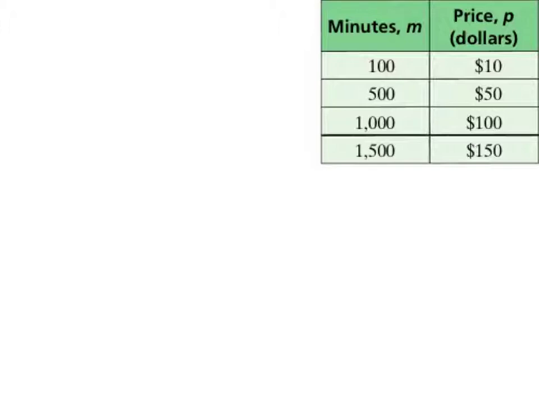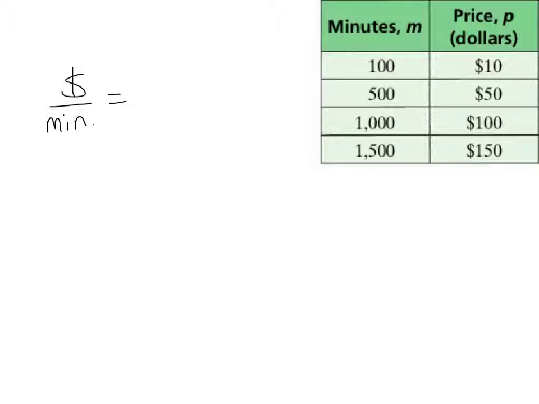Now let's look at using a ratio to identify a unit rate. This table shows a proportional relationship between the number of minutes and the amount the customer pays for cell phone service. Let's try to identify the constant of proportionality. So first we need to set up a ratio. We're going to have the price over the minutes used. We can pull any set of data.